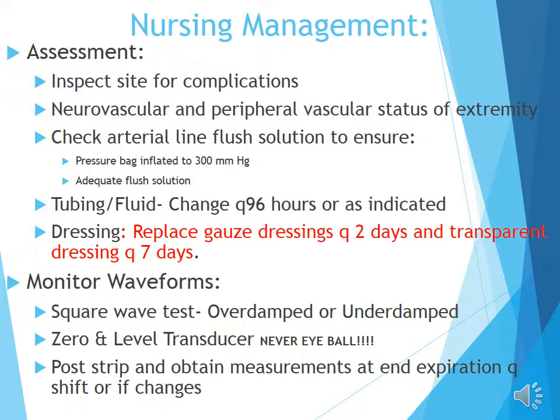Make sure you're doing tubing and fluid change every 96 hours or, if needed, before then. And then your dressing. Replace any dressing that has a gauze underneath it every 2 days. And then transparent dressing is the same as with your IVs and central lines, every 7 days.